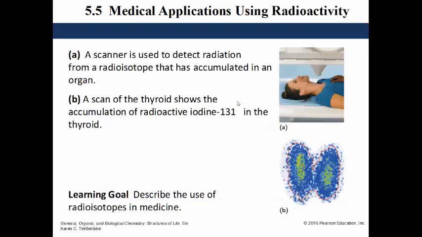Alright, some medical applications using radioactivity. Scanners are used to detect radiation from radioisotopes that are given to patients that can accumulate in an organ or in various types of tissue. A very common example is one we mentioned earlier in this chapter, using iodine-131 to detect issues with the thyroid. And that's what you're seeing here. This patient is being scanned for radioactive iodine-131, and it will show up in various spots within the thyroid gland.